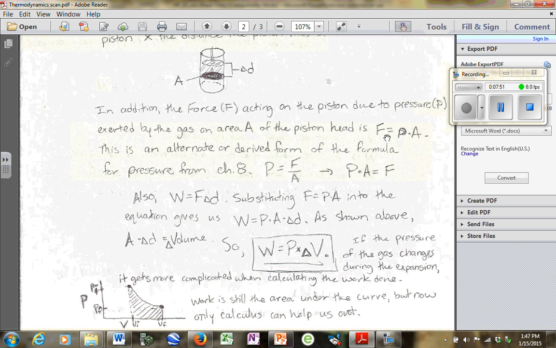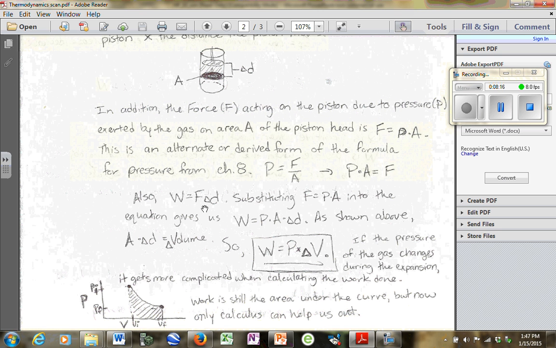On the area A, F equals P times A, pressure times area. This is just another form of what we used in Chapter 8 for pressure when we were dealing with Pascal and whatnot, that pressure equals force over cross-sectional area, so you could lie down on the bed of nails and not hurt yourself. If I move the pieces around and multiply both sides by A, I get pressure times area equals force.